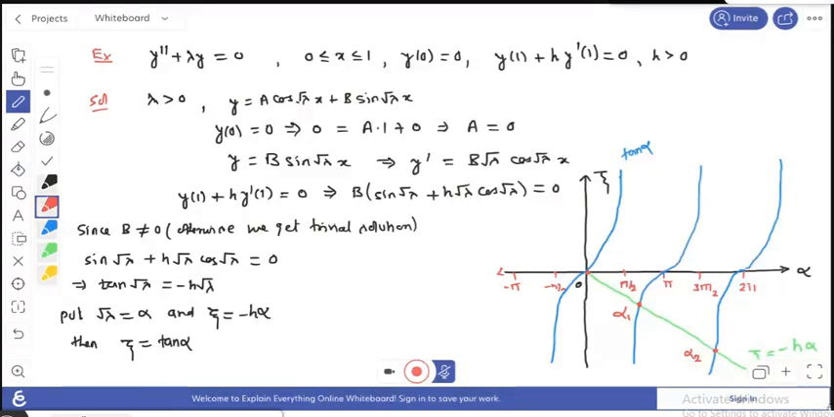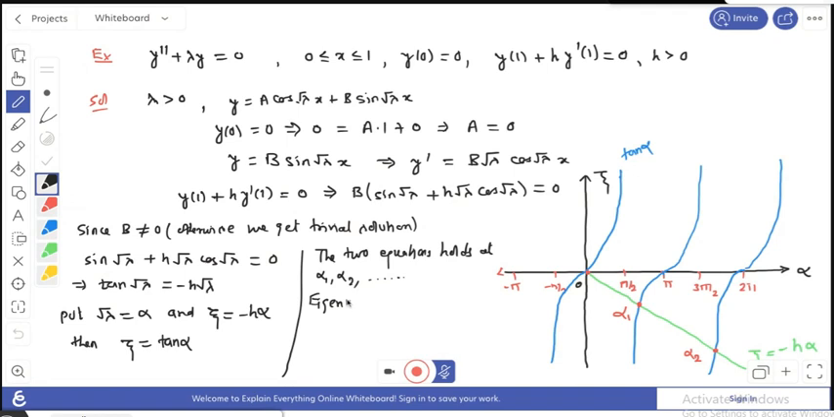So the two equations hold at different values alpha 1, alpha 2, alpha 3, and so on. And what are our eigenvalues? Our eigenvalues are lambda equals alpha square.